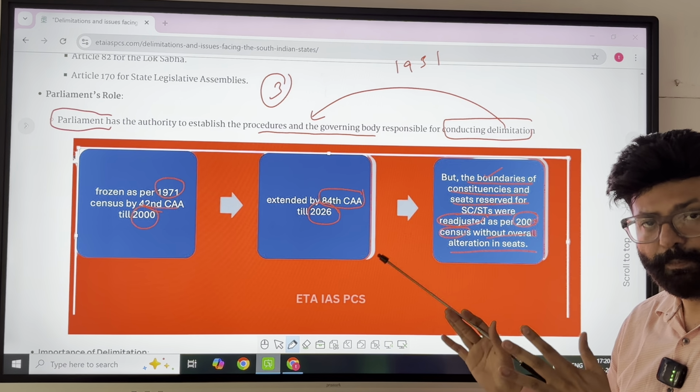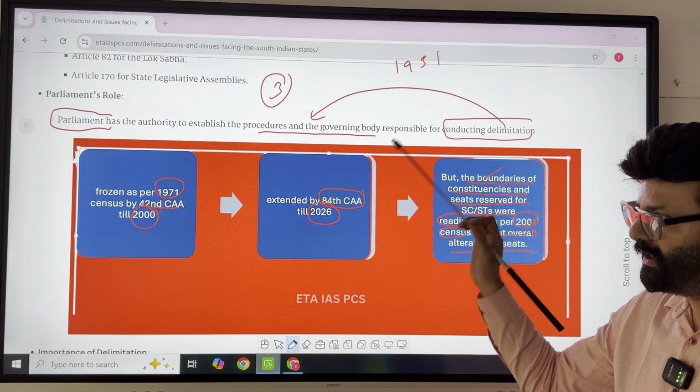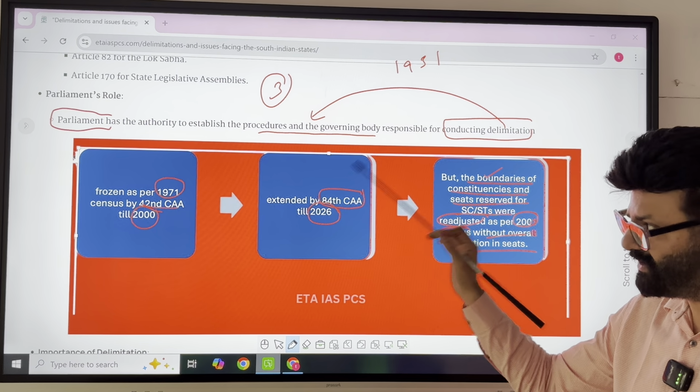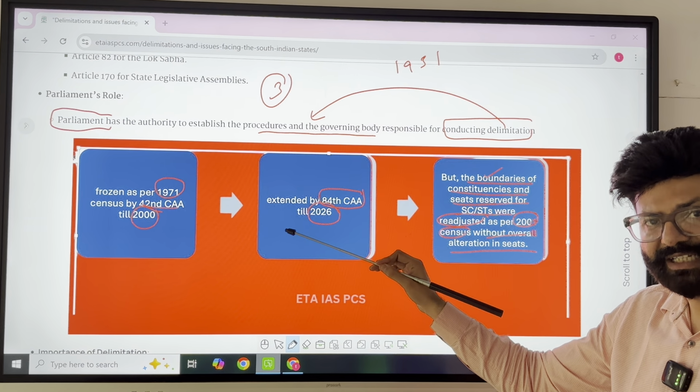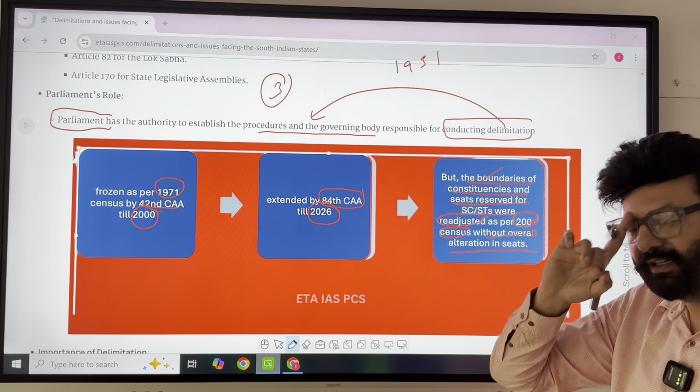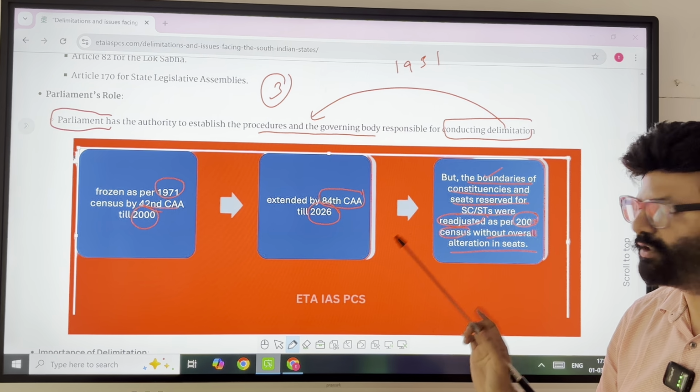सो दिस इज वेरी इंपॉर्टेंट फॉर योर अपकमिंग एग्जाम. यू मस्ट रिमेंबर दीज 3 थिंग्स. फर्स्ट इज कि दीज वर फ्रोजन एज पर 1971 सेंसस. किस अमेंडमेंट से फ्रोज किया गया? 42nd Constitution Amendment Act 2000.